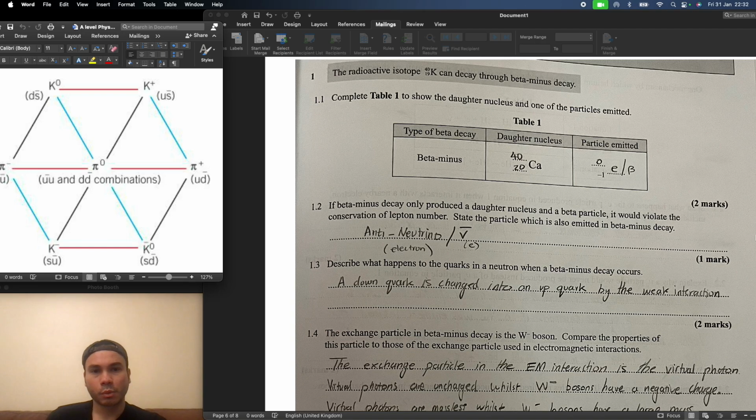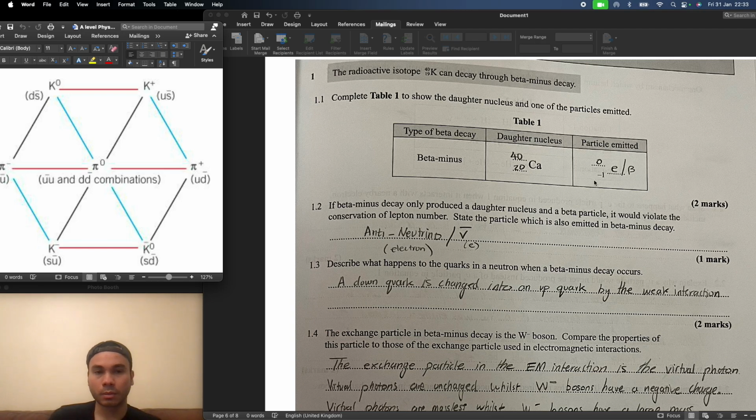So we have complete table 1 to show the daughter nucleus and one of the particles emitted. We've got to fill in these blanks. So we start off with K-40, 19, and that decays by emitting beta minus. So we've got to put a 0 and a -1 here. The daughter nucleus will have to be 1 greater than the 19 in order for the sums to add up. And this is the same idea back in GCSE with these type of equations. 40 equals 40 plus 0, 19 equals 20, take away 1.